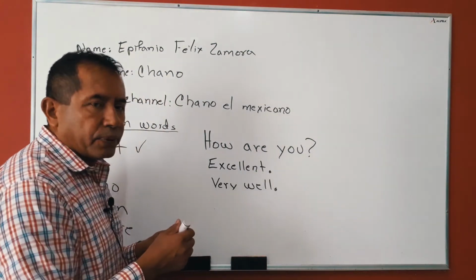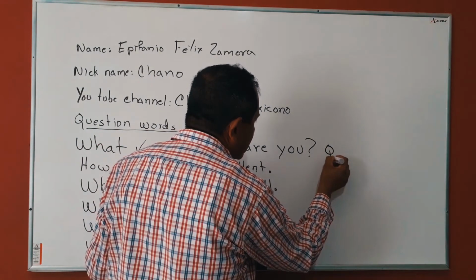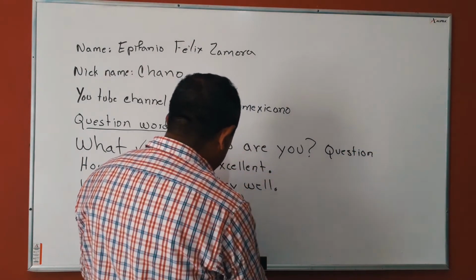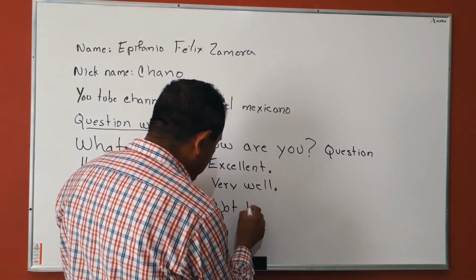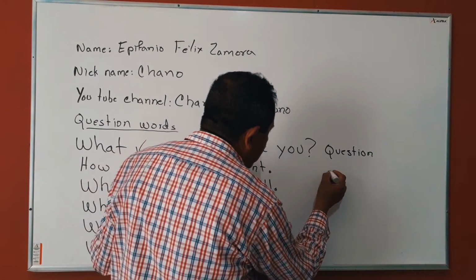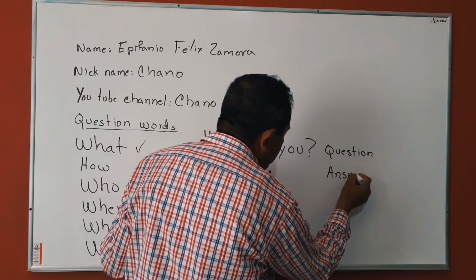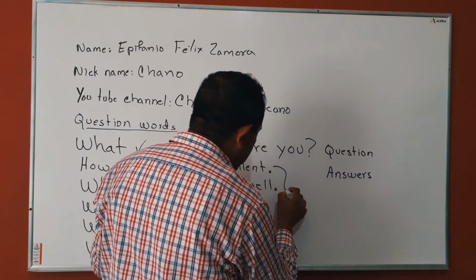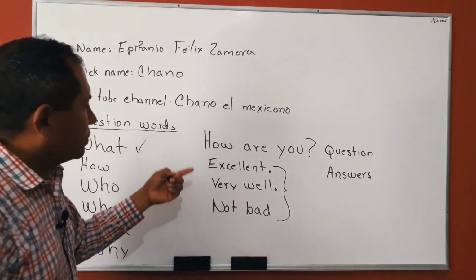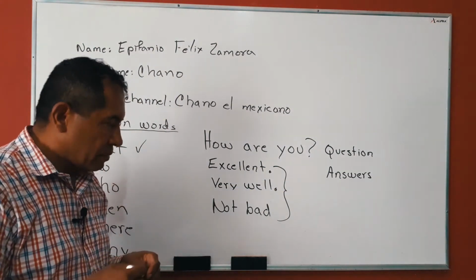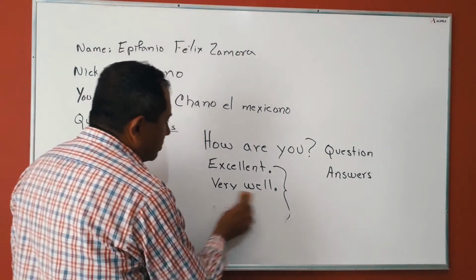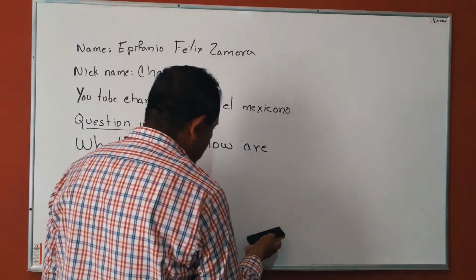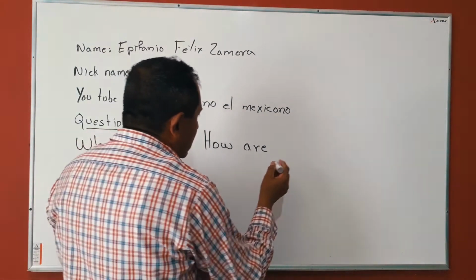Now, something important. This is the question, and this is answer, answer or answers. It could be answer, plural, all those three. Okay, answers. Question and possible answers. Okay, another example. How are you?